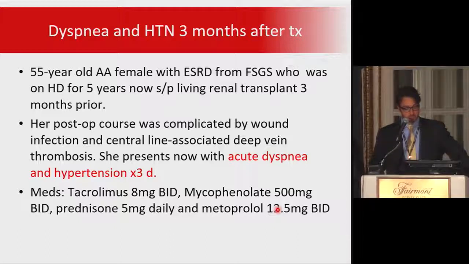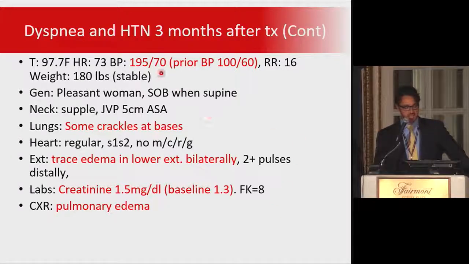So medications, she's on triple immune suppression, as you can see on the bottom, and prior to this she was on only one blood pressure medication, metoprolol. This is the exam, remarkable for a blood pressure of 195/70. On a prior visit, she was 100/60. She has crackles in the lungs, and she has trace edema on the lower extremities. Her creatinine is 1.5 from a baseline of 1.3, so not that much elevated, but the chest x-ray shows some pulmonary edema. The Prograf trough level, the tacrolimus trough level, was 8.